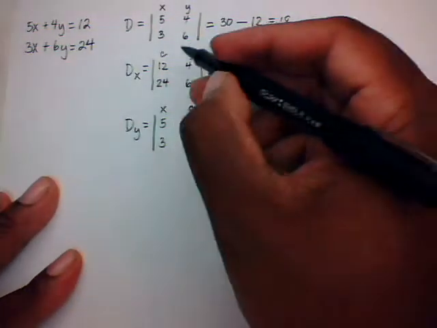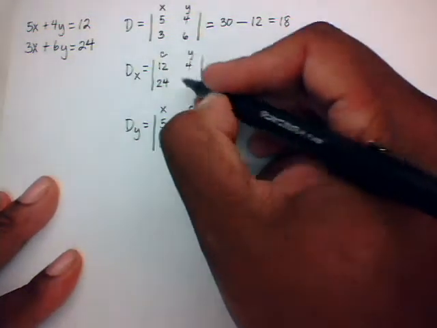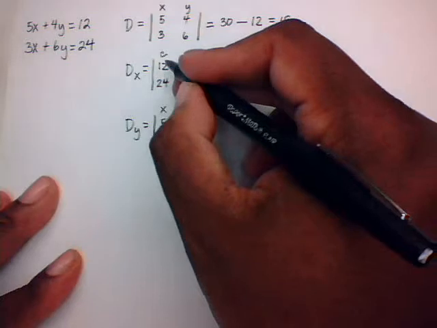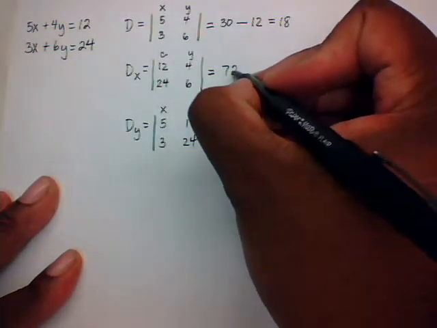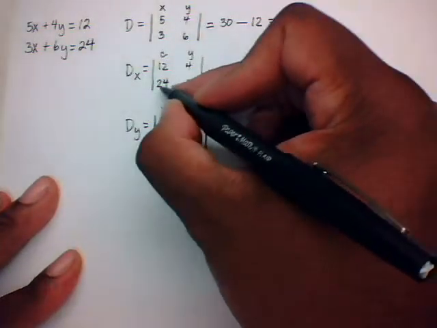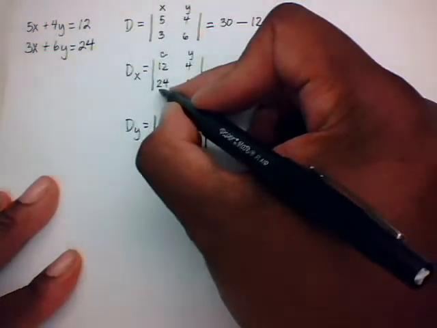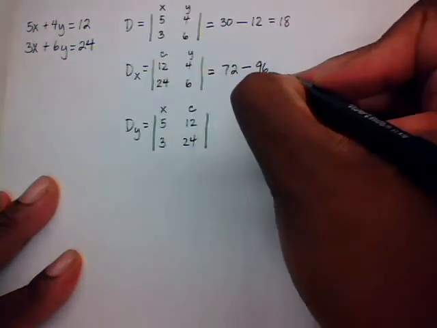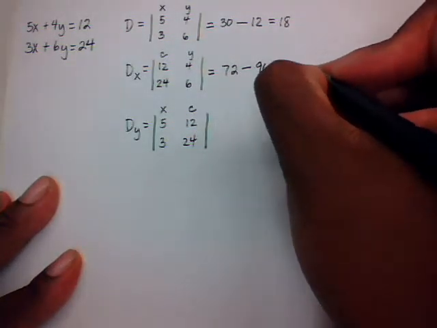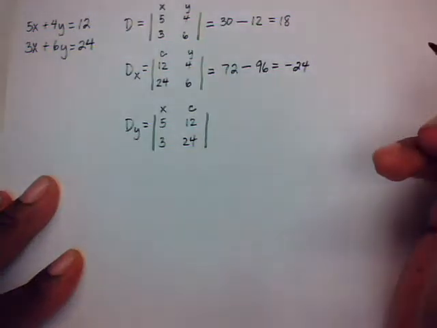And then for d sub x, take the product of this diagonal from the upper left to lower right. 12 times 6, that's 72. Minus 24 times 4, that's this diagonal from the lower left to the upper right. That's 96. So 72 minus 96 will give you negative 24.